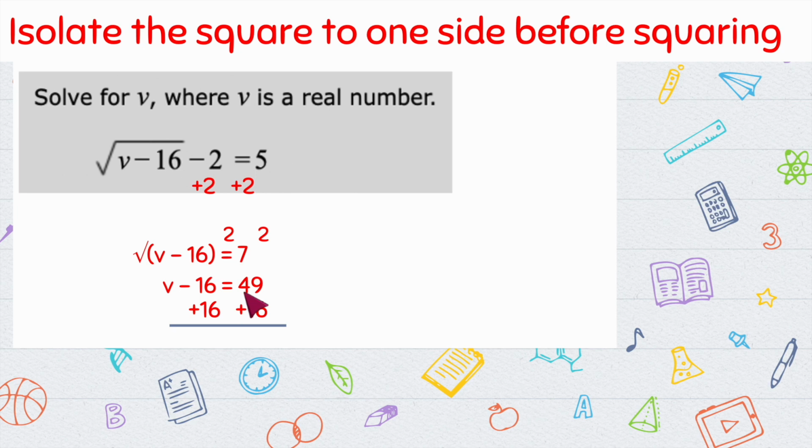I have to take this -16 and add it to both sides, because I want to know what just v is, not v minus 16, right? So 16 minus 16 cancels, and I have v equals 49 plus 16, which is 65.